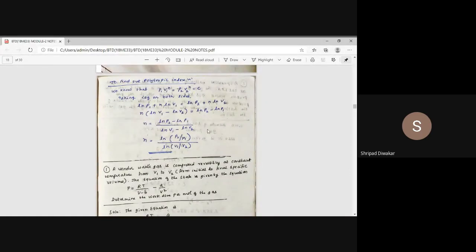Okay, so you remember this equation to find out the value of n when p1, p2, v1 and v2 are known. This is a standard equation to find out the polytropic index, and the standard equation to find out the adiabatic index is the ratio of cp and cv. Okay, so hope you understood this one.